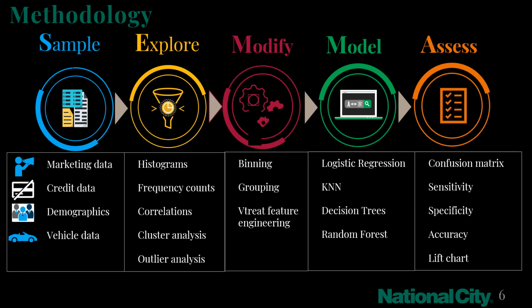And then once the data was modified, I developed four models: logistic regression, KNN, decision trees, and random forest. Out of the four models, we tested to figure out which model was the best. And then in the next phase, assess, we used KPIs such as confusion matrix, sensitivity, specificity, accuracy, and lift chart to analyze each of the models to figure out the best model for us to deploy for this particular exercise.